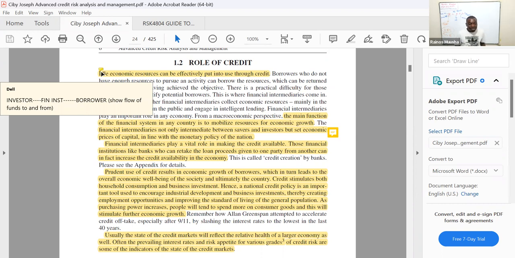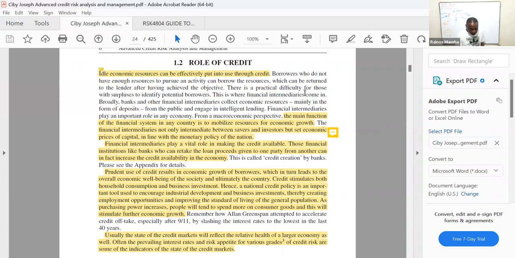So which basically means that when the supplier of credit, which is the investor, has excess funds, instead of putting that money under the bed, that money could be best utilized by what? By putting that money in the banking system, and then from the banking system, the money can be more efficiently utilized by what? By the borrower, in this case, where they can utilize it to increase the economic activity of the country as a whole.